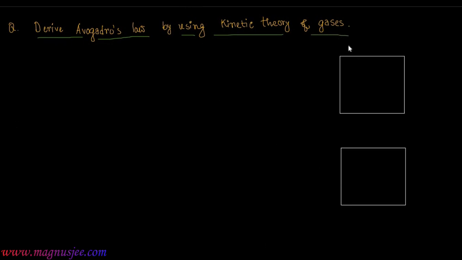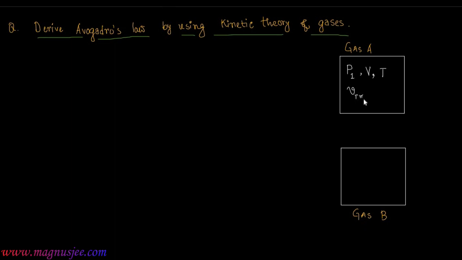We can consider two gases. This is gas A and another gas vessel containing gas B. We can denote the pressure, volume, and temperature of the two gases. P1 is the pressure, V is the volume of gas A, T is the absolute temperature of gas A.